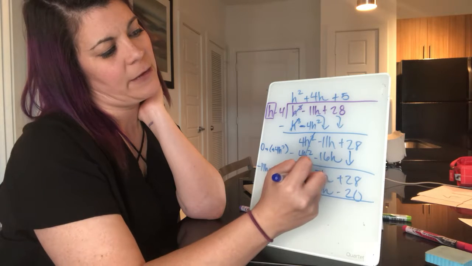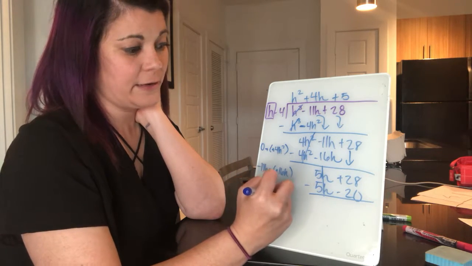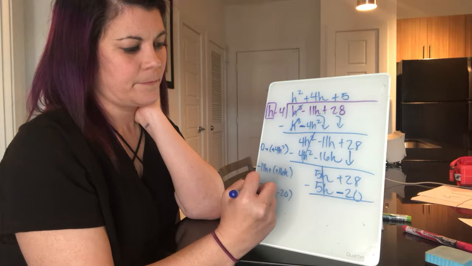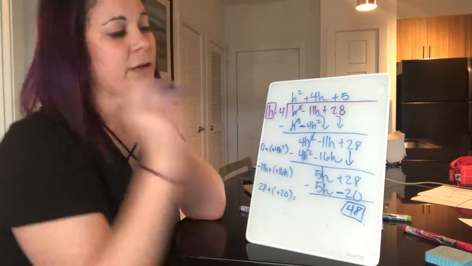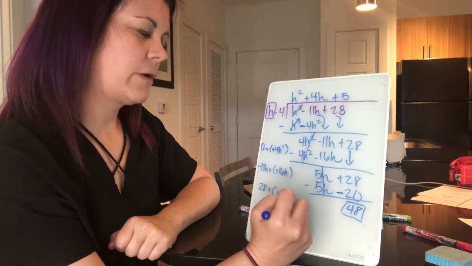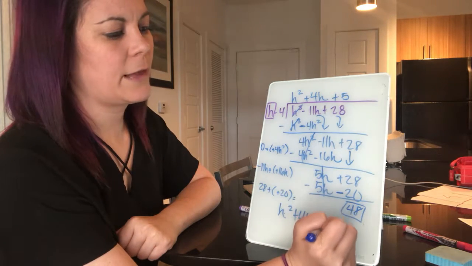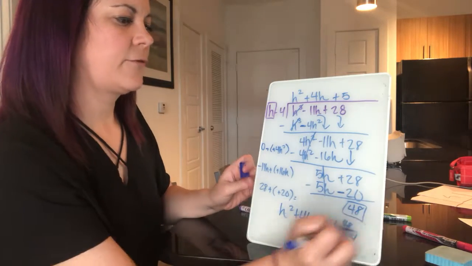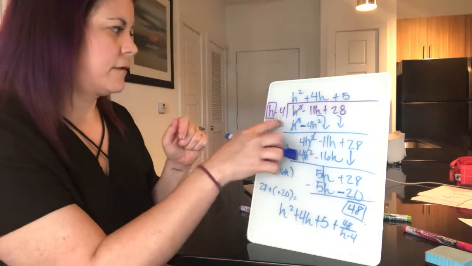And then 5h minus 5h will cancel it out. And 28 minus a negative 20, because this is negative, plus the positive, gives you 48. So there's nothing to bring down, so that's our remainder, okay? So our answer is h squared plus 4h plus 5, and that's a positive 48. So you say plus 48, and then over our divisor, h minus 4. Okay, so that's how, if you have a remainder, you put it over the divisor.